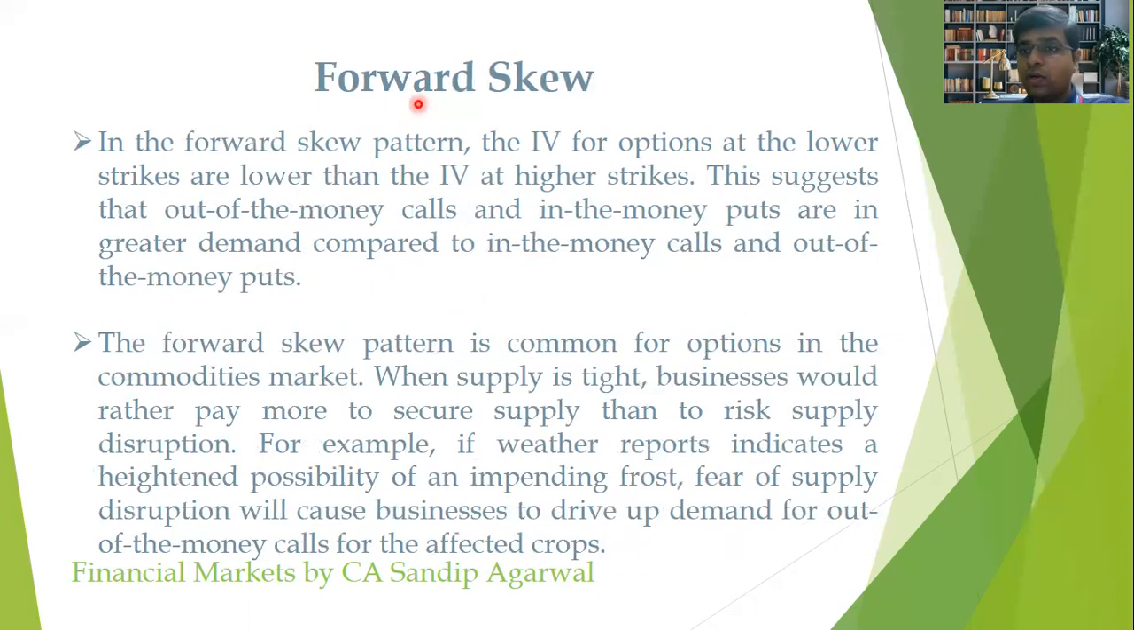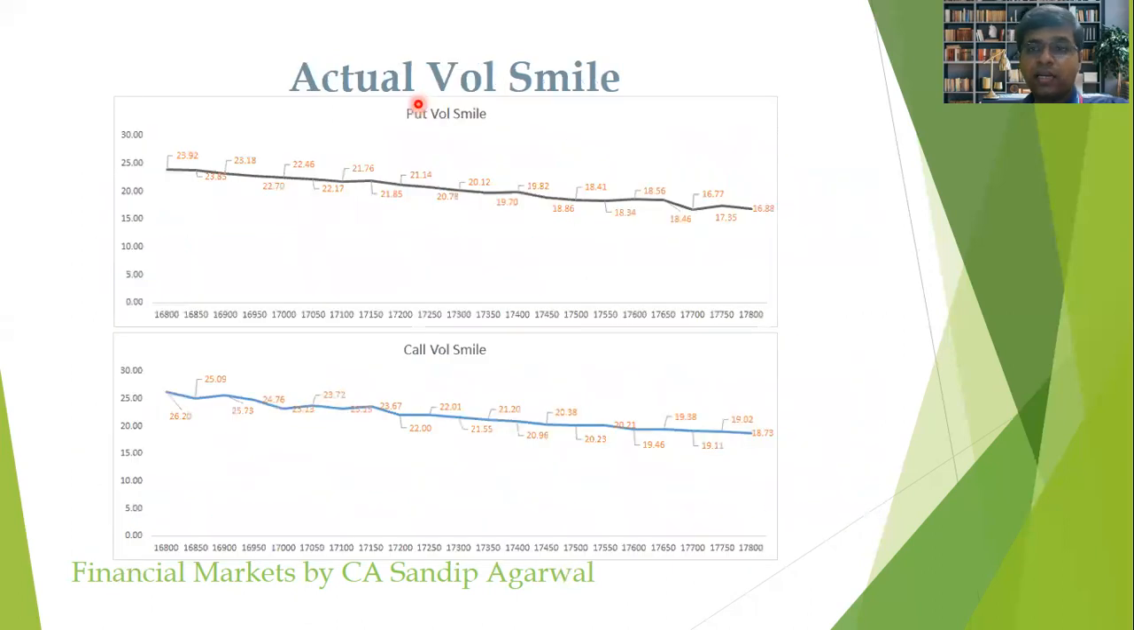And then there is a forward skew as well in the market. So basically we are seeing that this is a reverse skew pattern where the line is like this, and in the forward skew pattern the line will flow like this. So basically the IV of lower strikes will be lower as compared to the IV of the higher strikes, and the line will look like this.